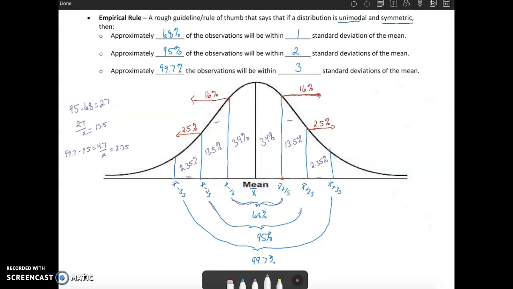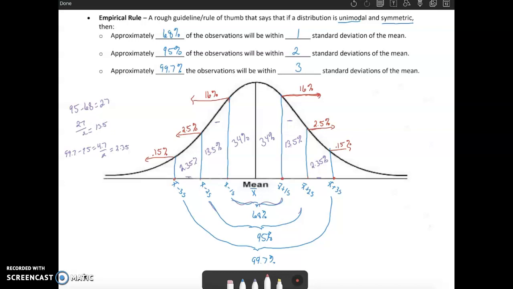And then lastly, if you have 99.7% of your data values in between these two, that means there's 0.3% to be split amongst each one of these tails, which means there is 0.15% going this way and 0.15% going this way. Now this is a very, very detailed image.